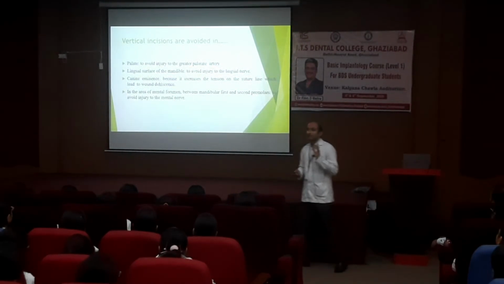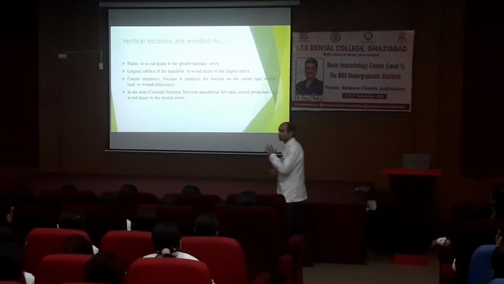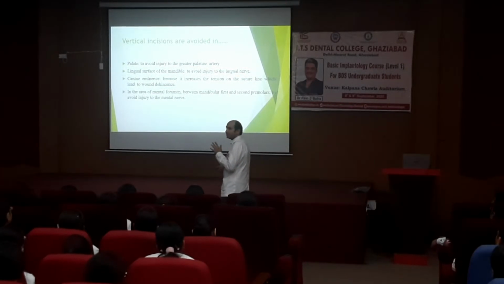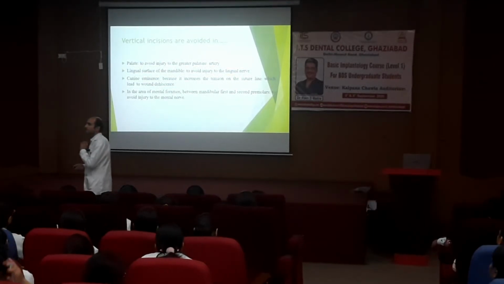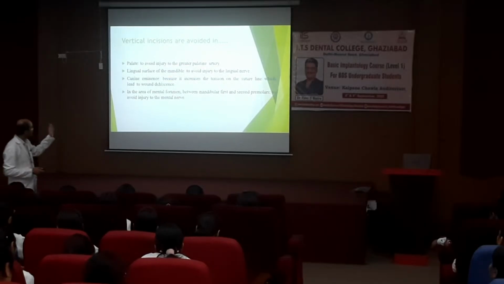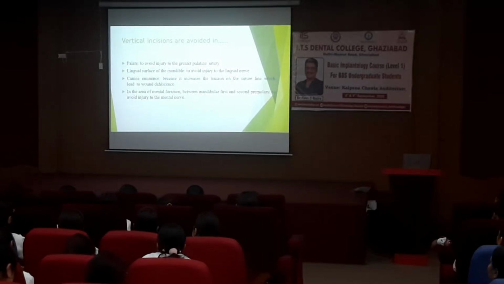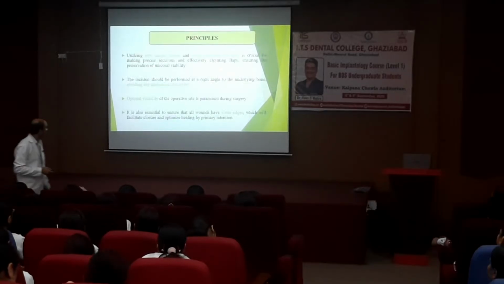So when we are giving vertical releasing incisions, there are a few areas which should be avoided. Sometimes we need to give an incision in those regions, but most probably we will try to avoid these. In the palate, because you have the greater palatine artery; the lingual surface of the mandible, the lingual nerve; the canine eminence, as I told you. Canine usually is not forgiving because it is such a big prominence, definitely if you give a vertical releasing incision over there, there will be flap lesions, 100%. And in areas of the mental foramen.